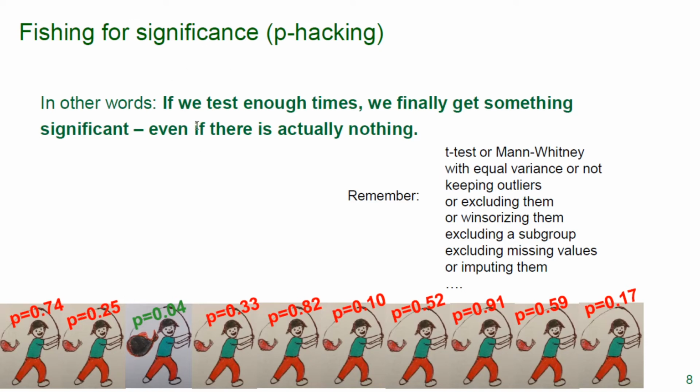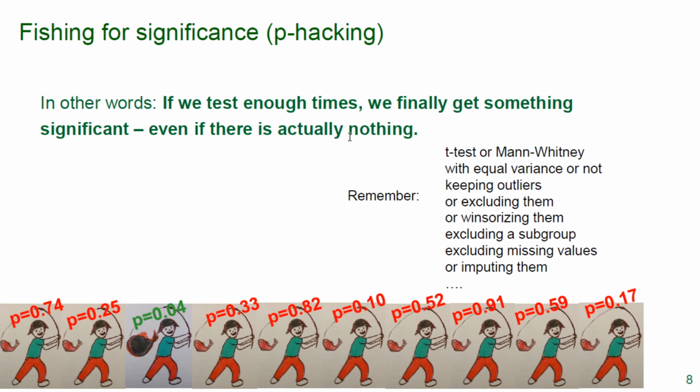In other words, if we test enough times, we finally get something significant. Even if there is actually nothing, we finally get a false positive. So we shouldn't find anything significant, but due to this type 1 error that leads to false positives, we finally get something significant.